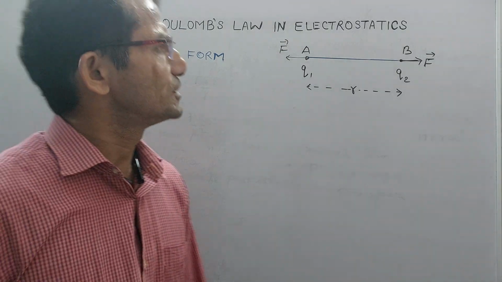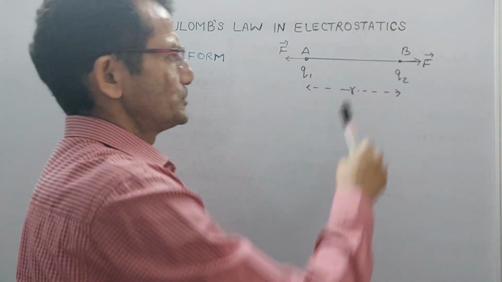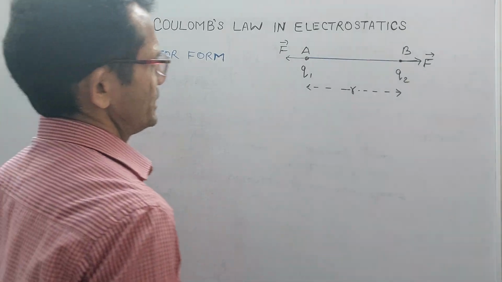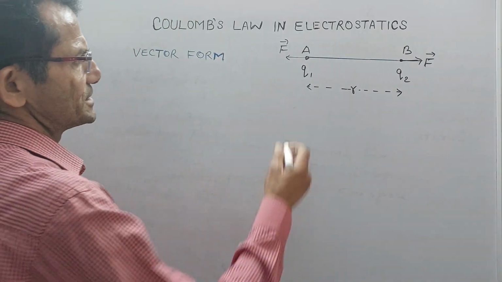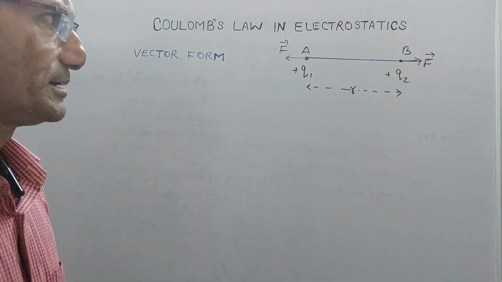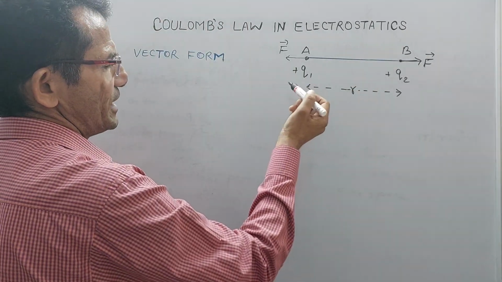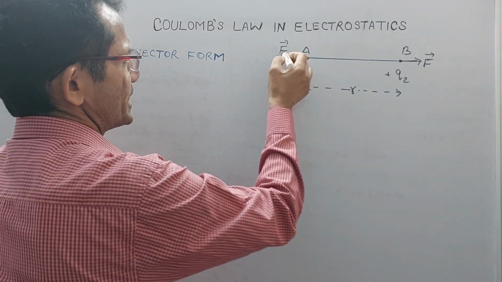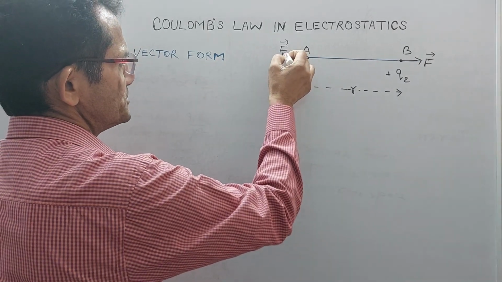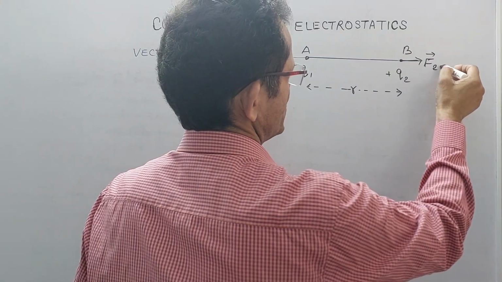Now this is Coulomb's law in electrostatics in vector format. So let us suppose we have two charges q1 and q2 placed at distance r. Let us suppose both are like charges. Suppose both are positive charges, then the force between them will be repulsive. So the charge placed at point A will have the force in the leftward direction. We can write the force on q1 due to q2 as F12. Similarly, the force on q2 due to q1 is F21.